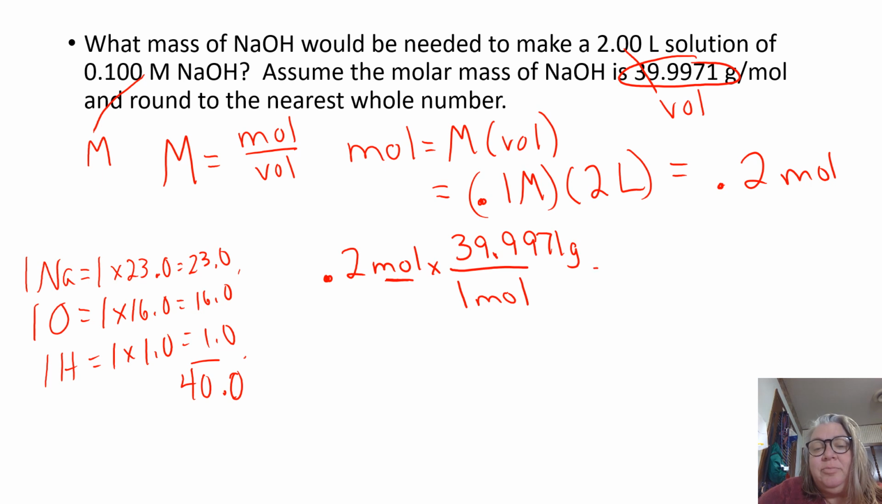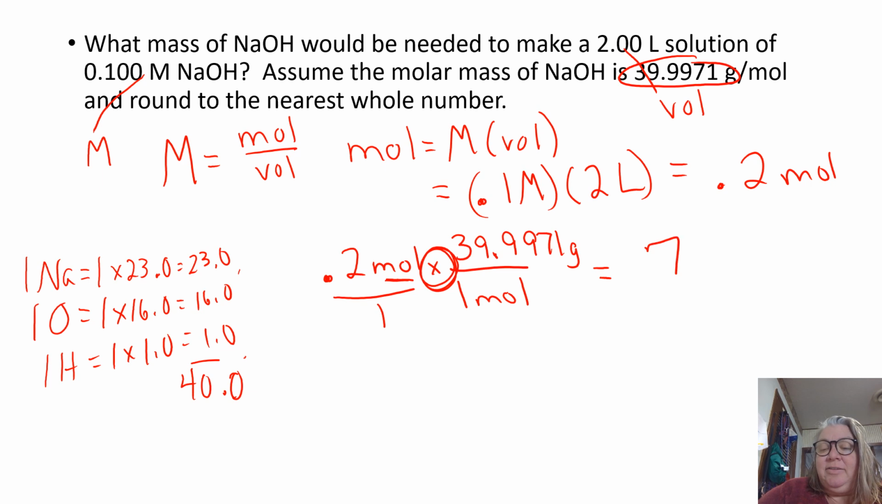39.9971 grams. Now when you go to plug this into the calculator, because these numbers are both on top, you're going to multiply them. If one of them was on bottom, then you would divide. Sometimes people get confused. This is like it's over 1, but again, this is a times. This is not an equal sign, so don't let that bother you. So I have 0.2 times 39.9971.